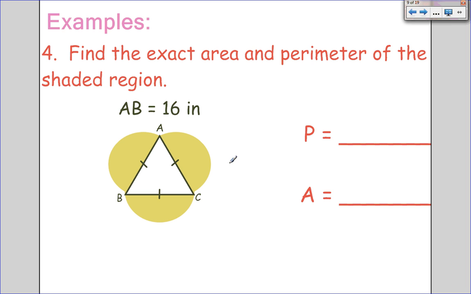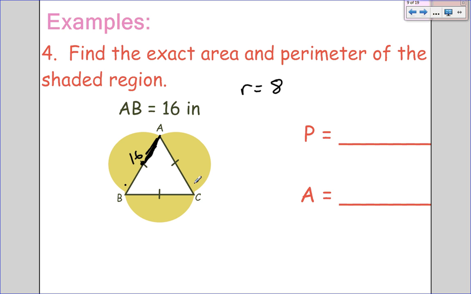So now try this one out by pausing the video. And let's see how you did. So AB is 16. The whole thing is 16. So the radius is going to equal 8. So look there. That is the radius of the circle, which is 8.